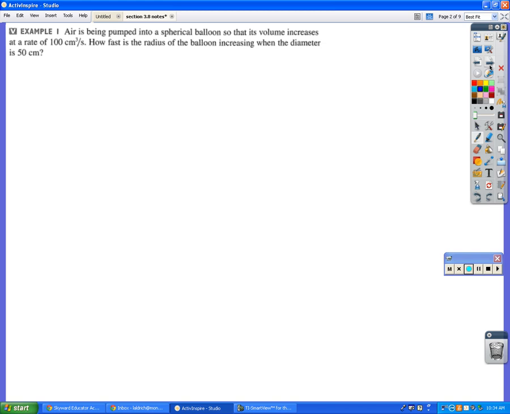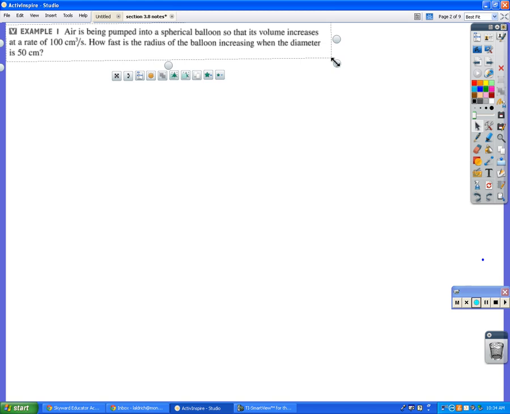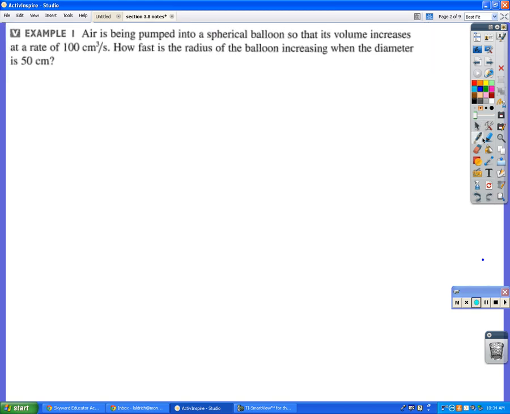So are we ever going to figure out dr dt? Yes. For example, let's say air is being pumped into a spherical balloon so that its volume increases at a rate of 100 cubic centimeters per second. What you have to recognize to start with is that what they just told us is that dV dt equals 100.